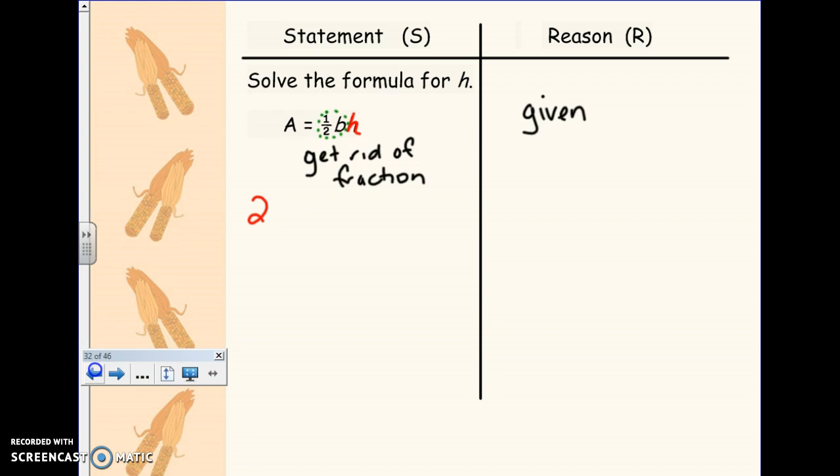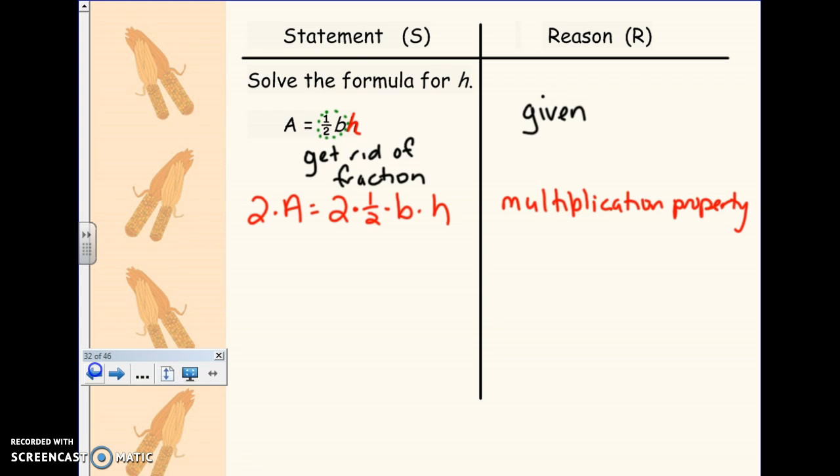So 2 times a equals 2 times 1/2 times b times h. And I know I can do that because of the multiplication property of equality. And then I'm left with 2a equals bh, because 1/2 of 2 is 1, so it goes away. And then I need to get rid of the b.